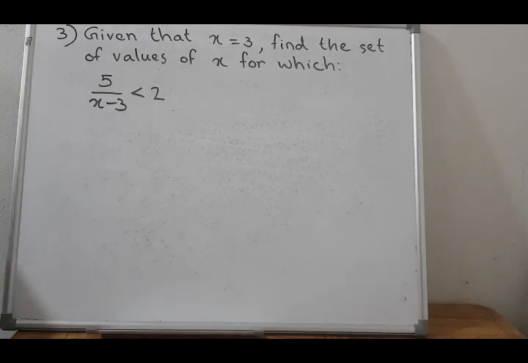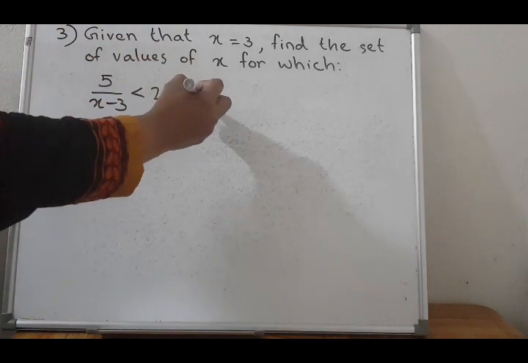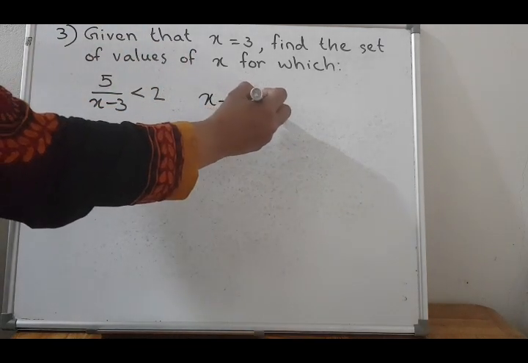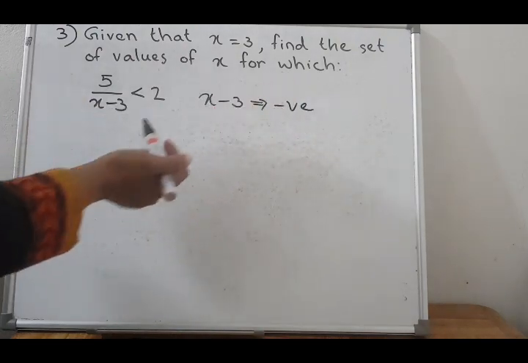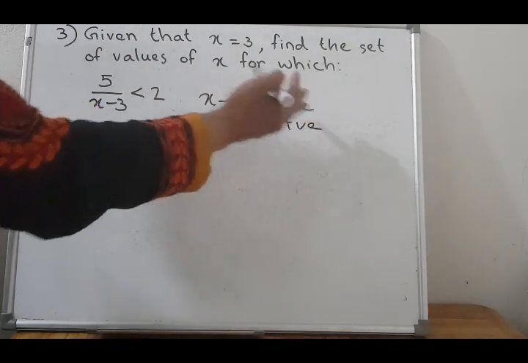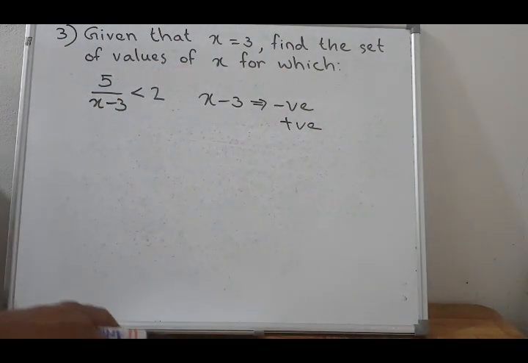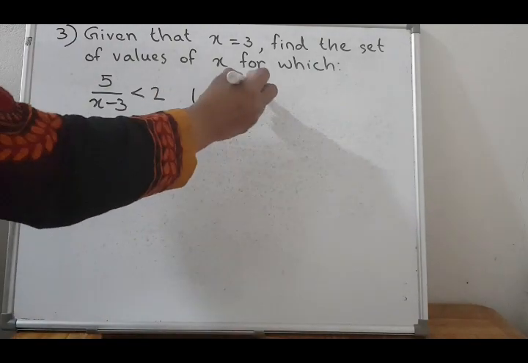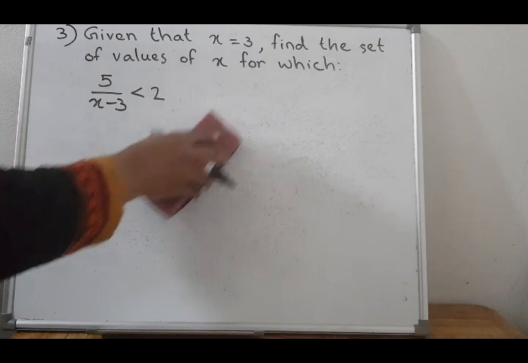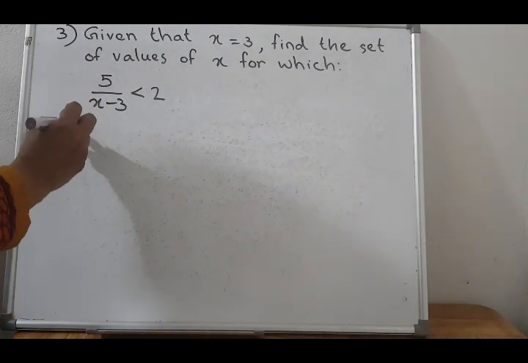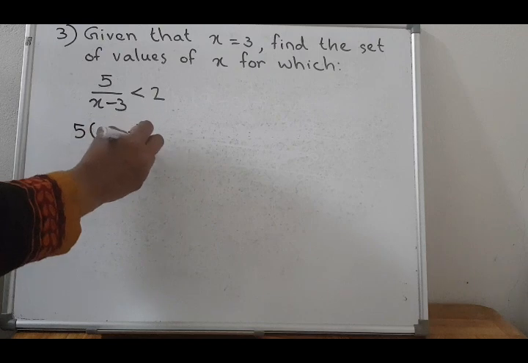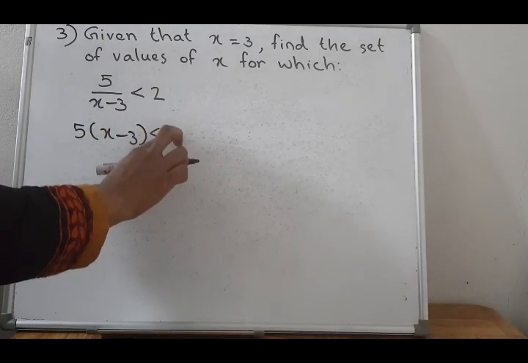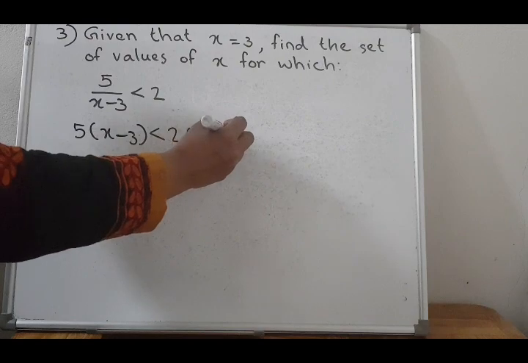Multiply both sides of the inequality by x minus 3 the whole square. Why can't we multiply with x minus 3? x minus 3 can be negative or positive. So if it is negative, we have to reverse the inequality. To avoid this, we are multiplying by x minus 3 the whole square, that is always positive. So this becomes 5 times x minus 3 less than 2 times x minus 3 the whole square.